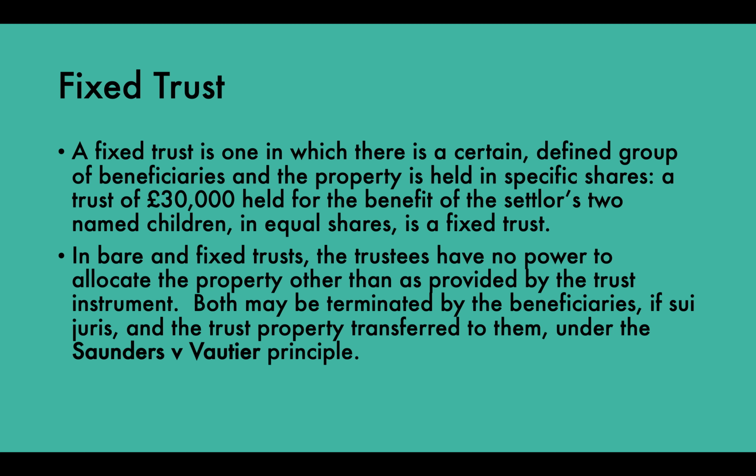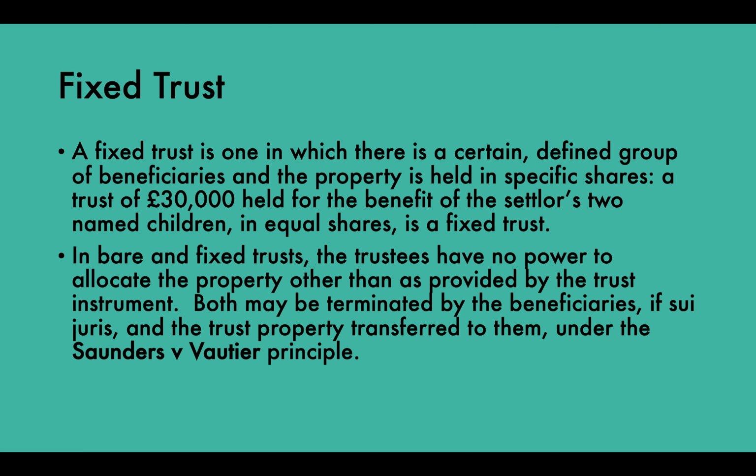In bare and fixed trusts, the trustees have no power to allocate the property other than as provided by the trust instruments. Both may be terminated by the beneficiaries if sui juris, and the trust property transferred to them under the Saunders and Vautier principle. And we looked at the Saunders and Vautier principle in my previous video. So if you don't understand the Saunders and Vautier principle or the concept of being sui juris, go check out that video, and I do explain that in a bit more depth.